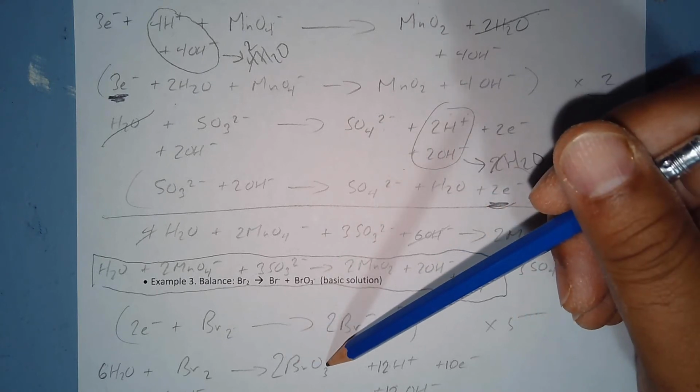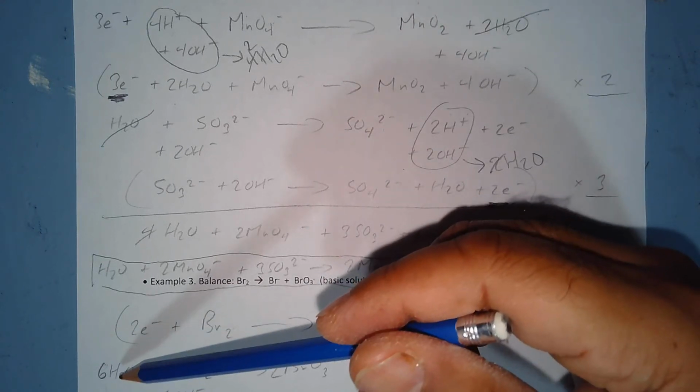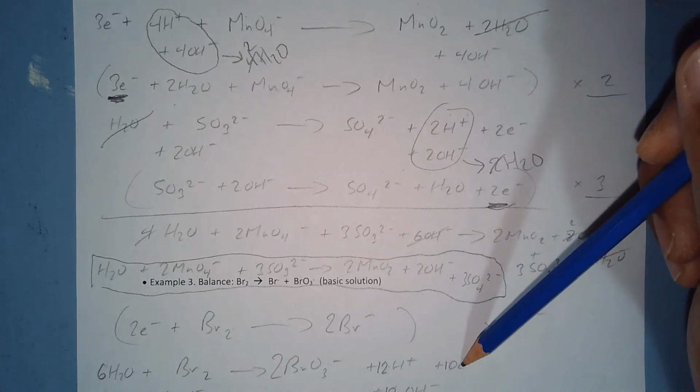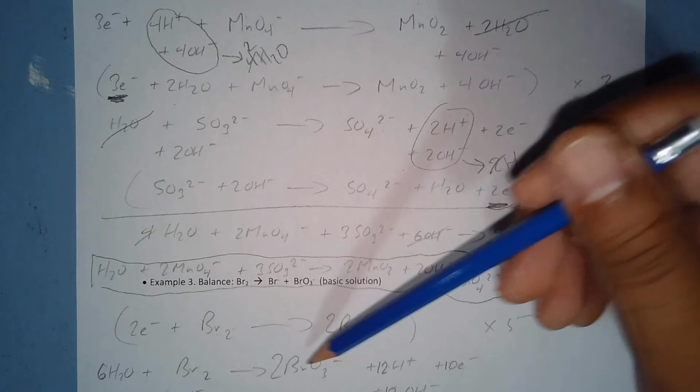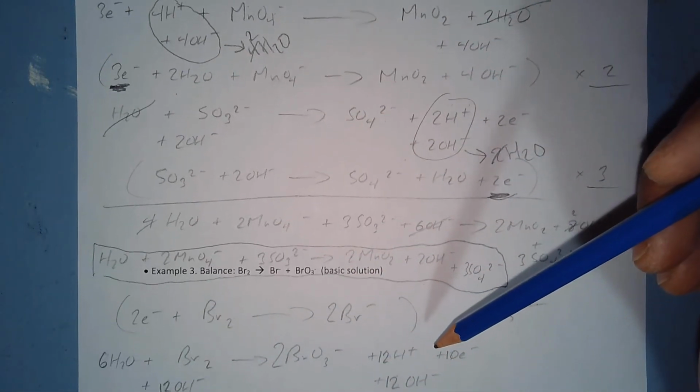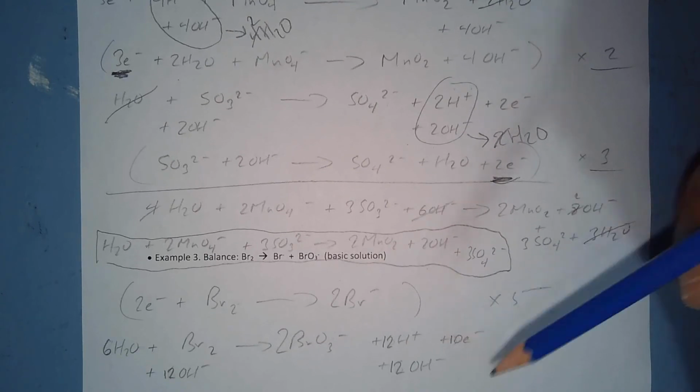The next one, we've got Br2 going to BrO3 minus, so multiply by 2 to get the major atoms balanced. We've got 6 oxygens, so we add 6 waters. We have 12 hydrogens, so you add the 12 H pluses, and then you add 10 electrons to get the charge to be 0 on this side like it is on that side. Okay, and then we add 12 hydroxides to both sides because it's basic.